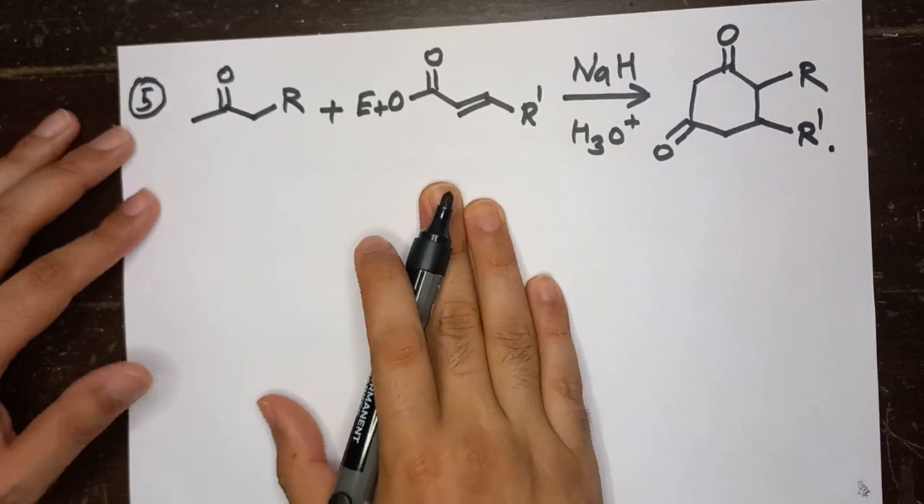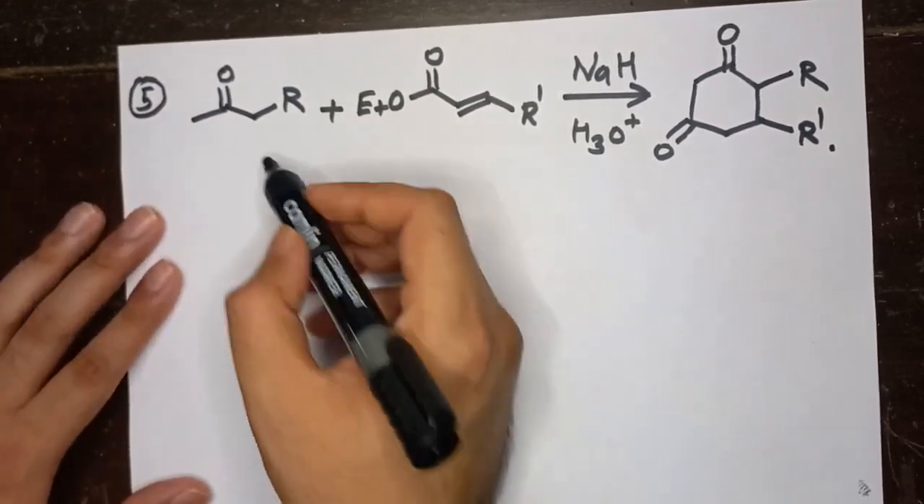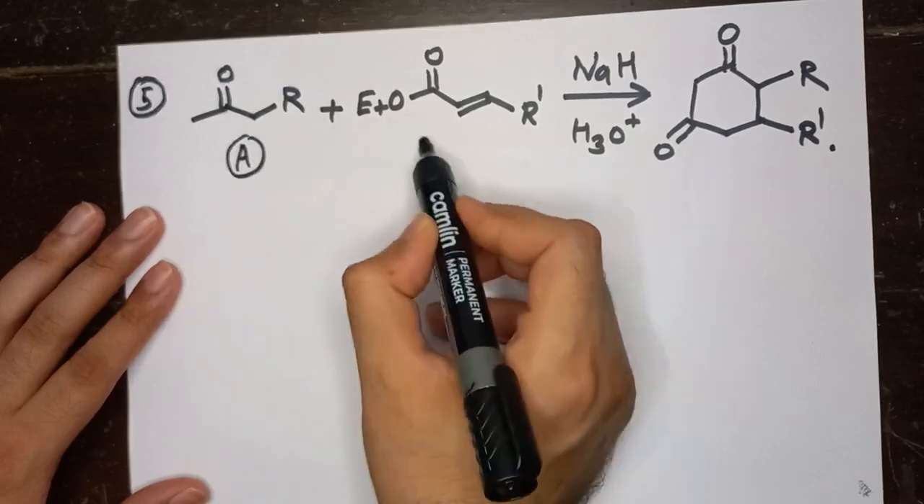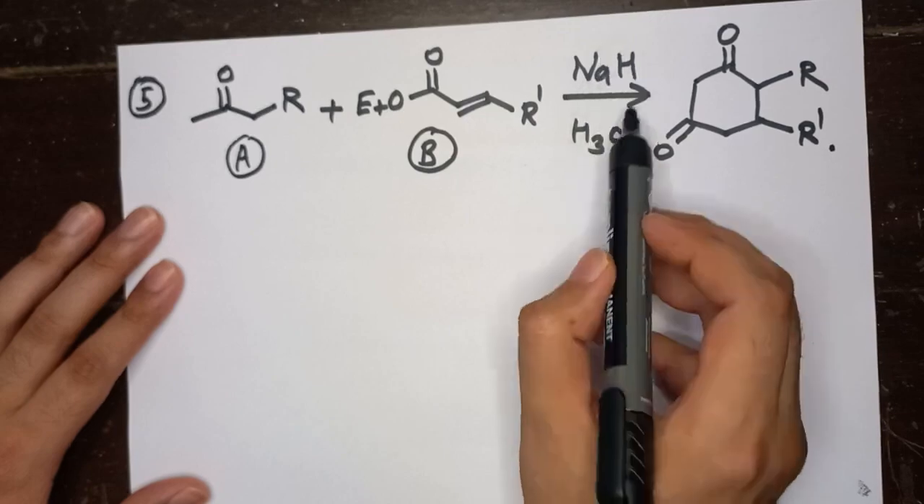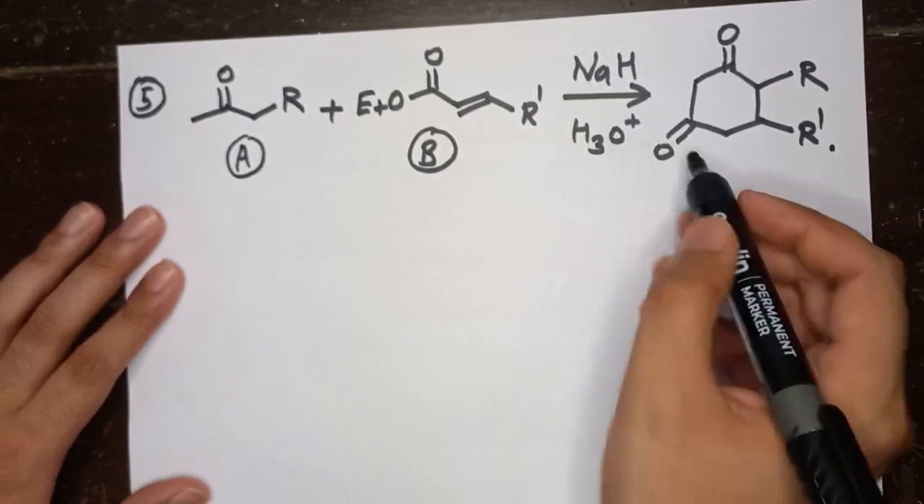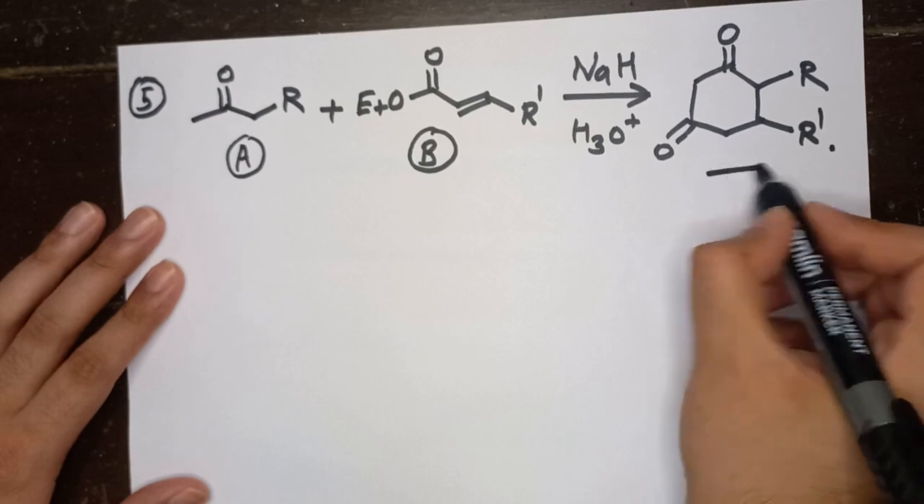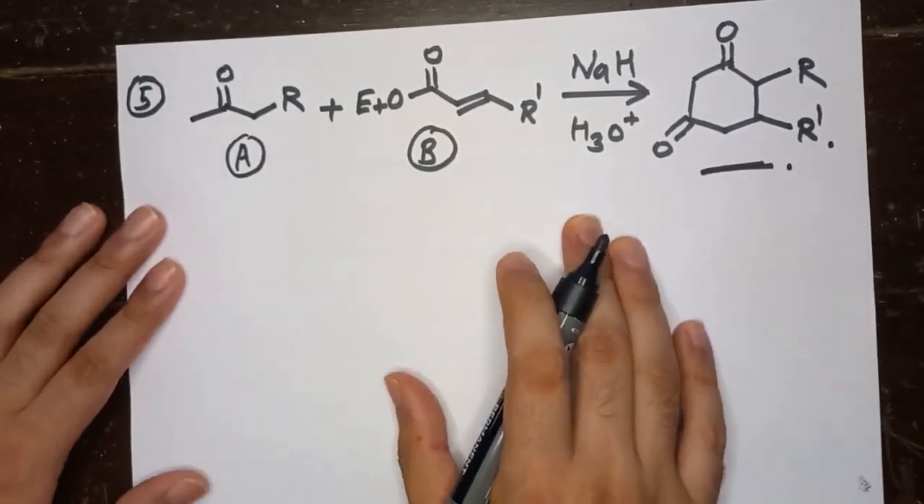Okay, so this is the fifth question. Pause the video and try the mechanism of this reaction. So this is my molecule A, this is my molecule B, in presence of sodium hydride as a base and very mild acidic medium, even water can do, to generate this product. So try the mechanism for this reaction.